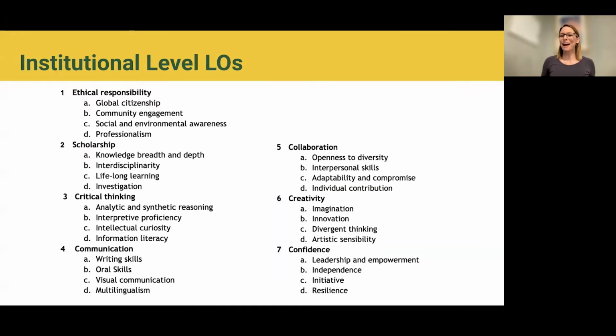Here at the University of Alberta, we do have institutional level learning outcomes. Not everyone is aware of these. These are called attributes, and each of them has several sub-attributes. The report where these come from is in the reference section at the end of my slides today. These are the attributes that the university feels that students from any discipline will have obtained by the time they finish their program: ethical responsibility, scholarship, critical thinking, communication, collaboration, creativity, and confidence. Lots of C words in there.